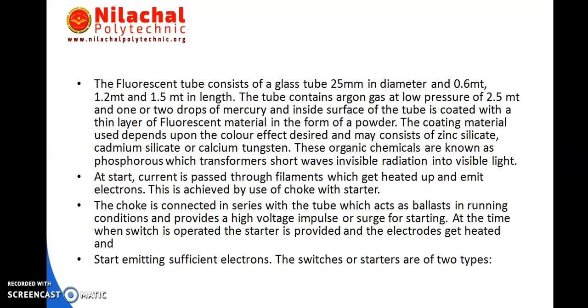At start, the current passes through the filament, which gets heated up and emits electrons. This is achieved by use of a choke with a starter. So the choke is connected in series with the tube, which acts as a ballast in running condition and provides a high voltage impulse or surge for starting. At the time when the switch is operated, the starter is provided and the electrodes get heated and start emitting sufficient electrons.